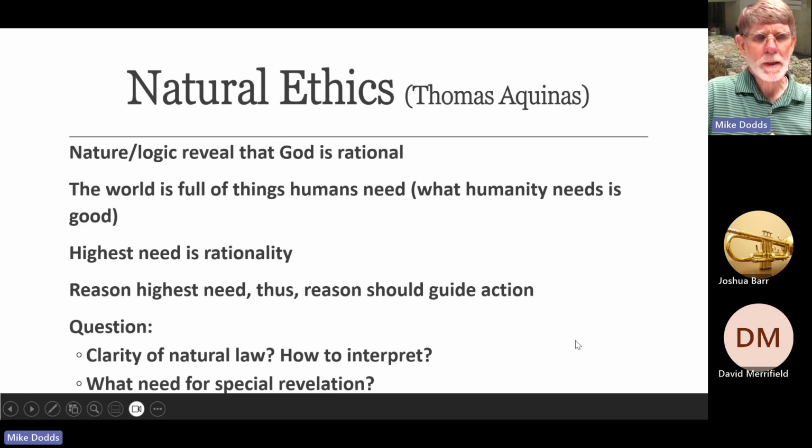Questions? I didn't have any questions with that. Oh yeah, question at the bottom: clarity of natural law, how to interpret it. Works of the Holy Spirit in regeneration.